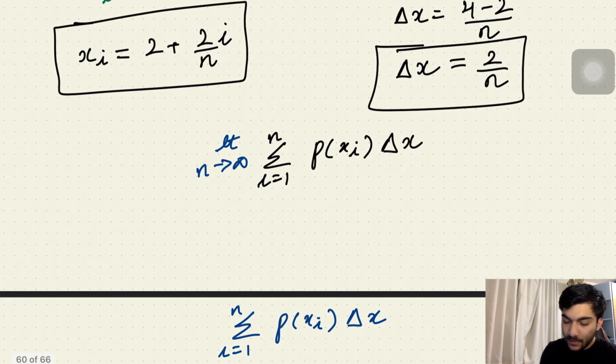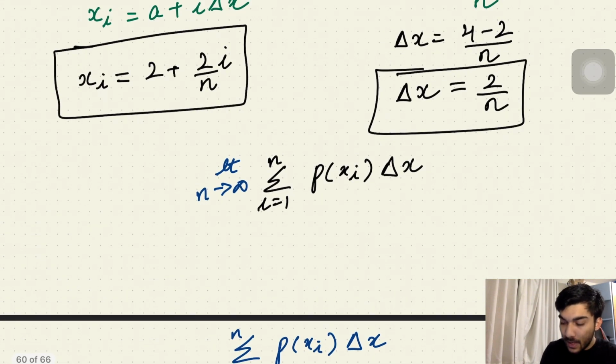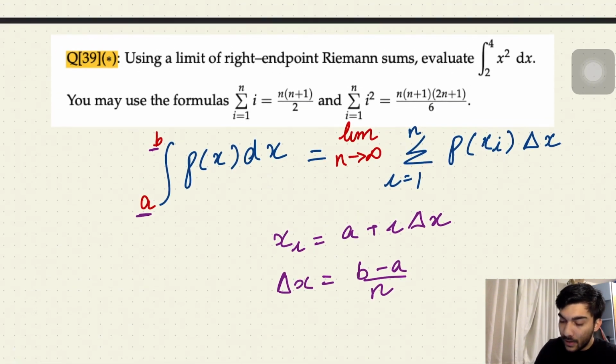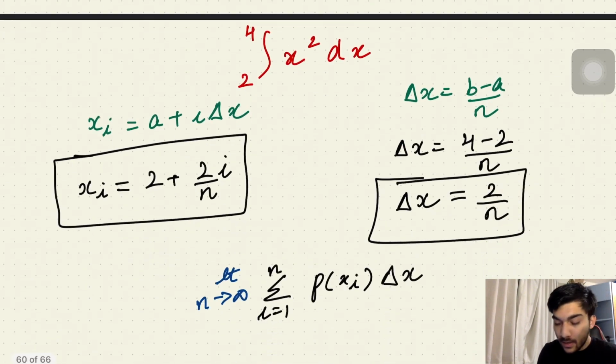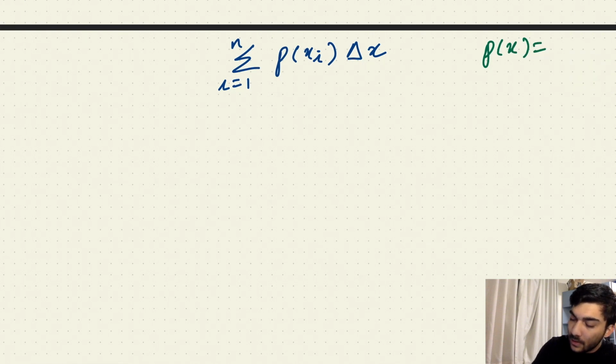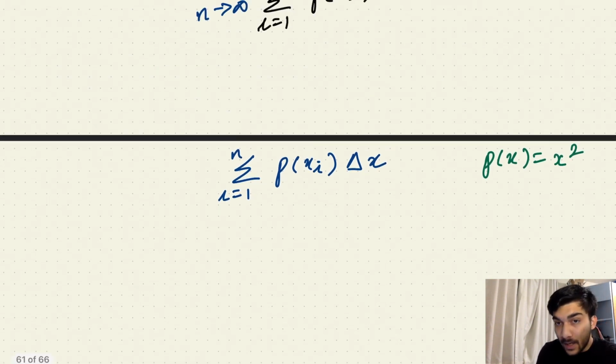And since my xi is 2 plus 2i by n, and remember in this case my function for which I'm calculating the area under the curve is x squared, right? So my f(x) is x squared in this case. Let me write it down on the side. And if I'm calculating f(xi), you remember when you have to calculate a function value based on a given point, you substitute that x value into the function and get the y value, right? So we'll do the same.